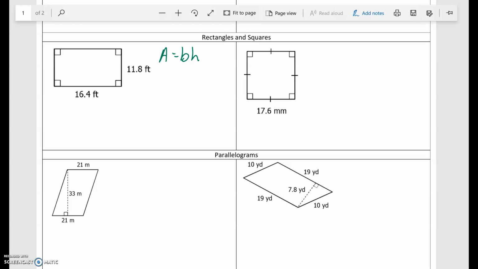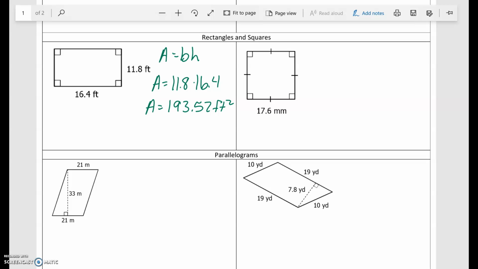Okay, so for the rectangle, we would end up with the area equals 11.8 times 16.4 feet, and when we multiply that out, that would give us the area equals 193.52 feet squared. Always have your units on there. That's going to be very important next year for physics. Okay, so let's go ahead and take a look at this problem.